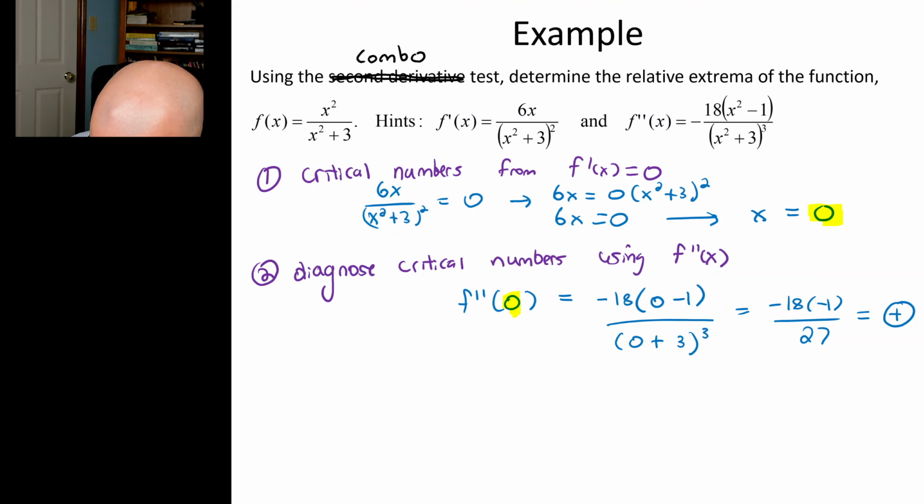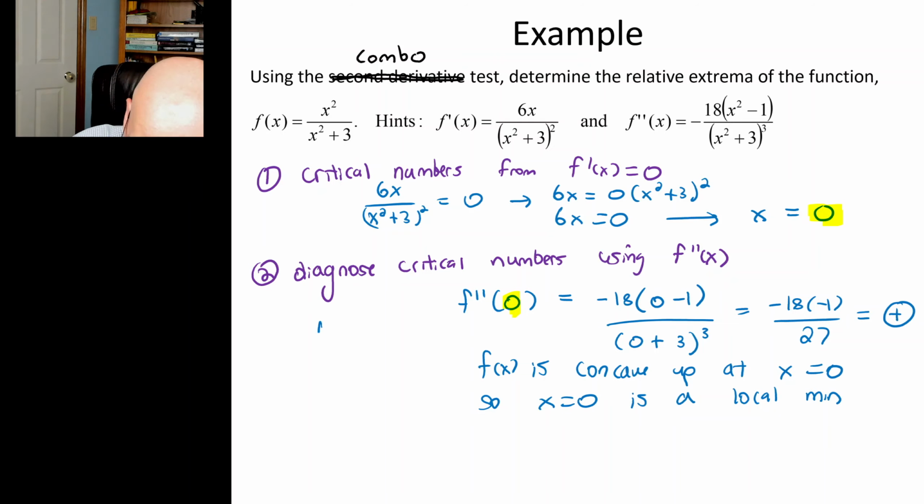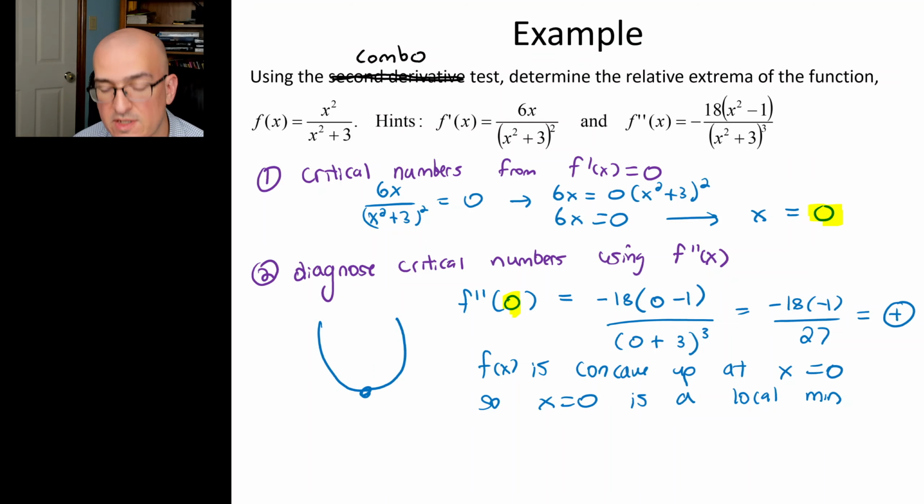That means f of x is concave up at x equals 0. So x equals 0 is a local min. It has this shape, and there's a place where the derivative is 0 in the vicinity. That means the tangent line is horizontal in the vicinity. You get something concave up there, that has to be a local min.